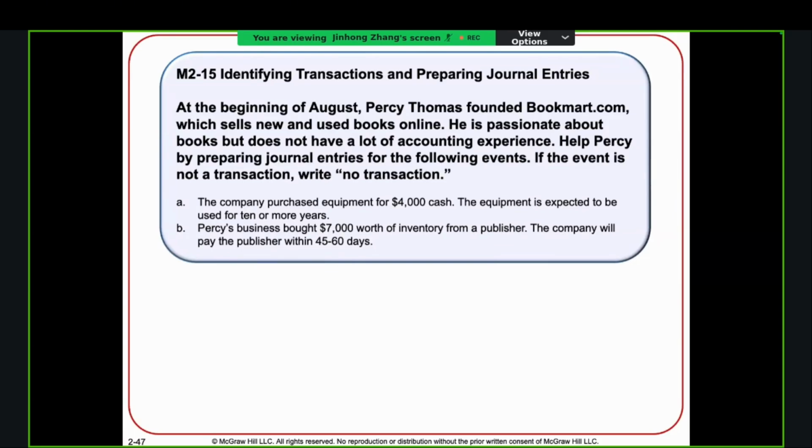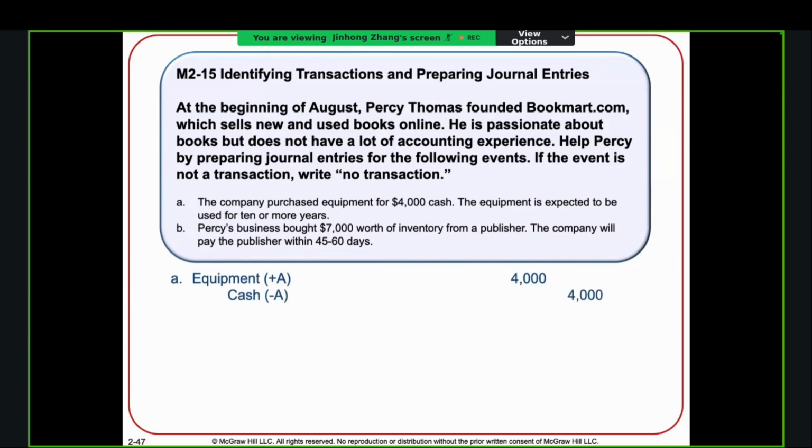Somebody? Give it a try. You can just yell it out. You don't need to raise your hand. So you increase equipment, right? $4,000. And then you reduce cash $4,000, right?